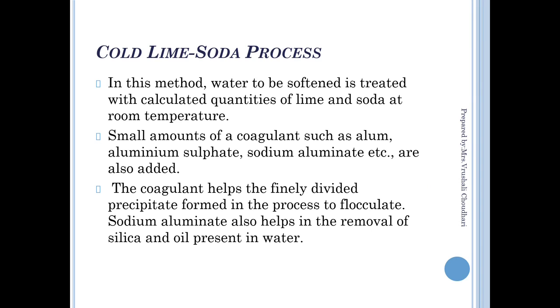The soda lime process is carried out in two different ways. One is called the cold lime soda process. In this process, soda and lime are added at room temperature. The water to be softened is treated with a calculated quantity of lime and soda at room temperature. A small amount of coagulant such as alum, aluminum sulfate, or sodium aluminate is also added. Due to that coagulant, the precipitate easily settles down at the bottom and is easily removed.